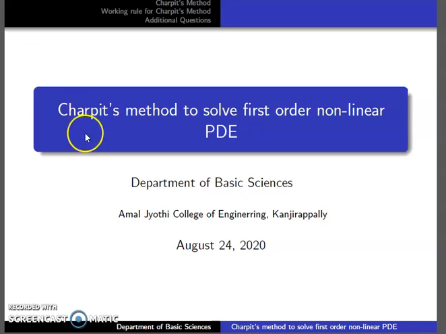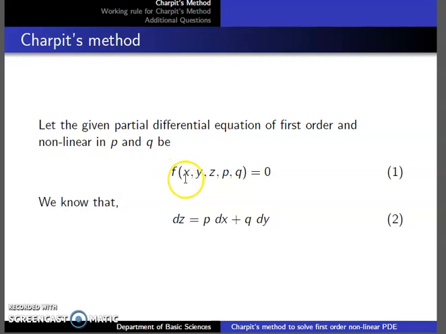Here we discuss Charpit's method to solve first order nonlinear partial differential equations. Let f of x, y, z, p, q equal to 0 be the given first order nonlinear partial differential equation. We know that dz equal to p dx plus q dy. That is, we have dz equal to ∂z/∂x into dx plus ∂z/∂y into dy.